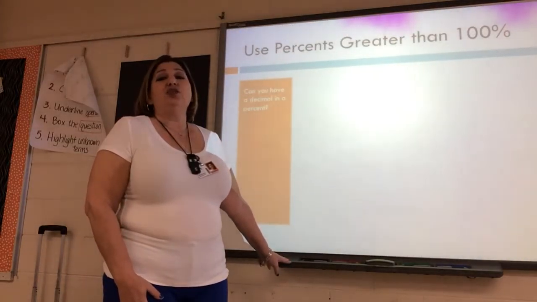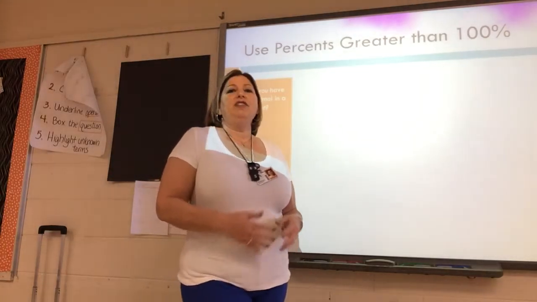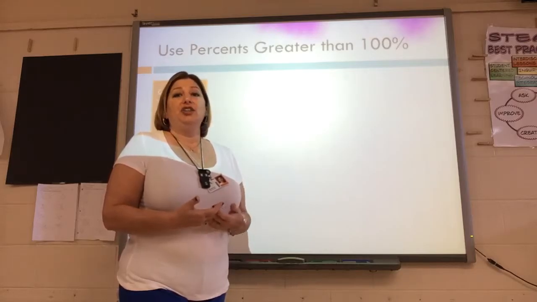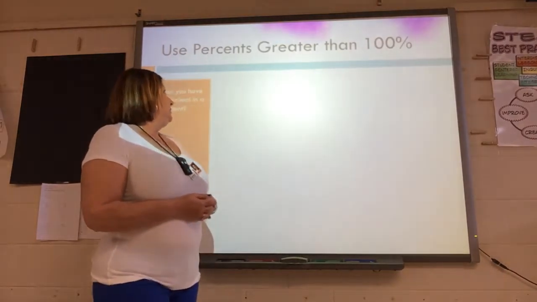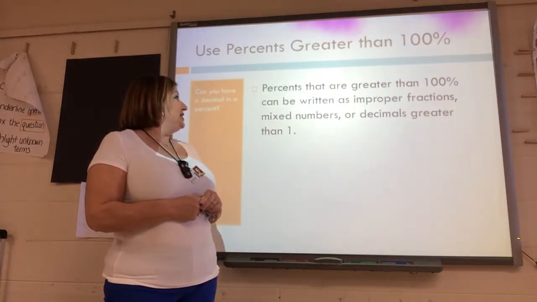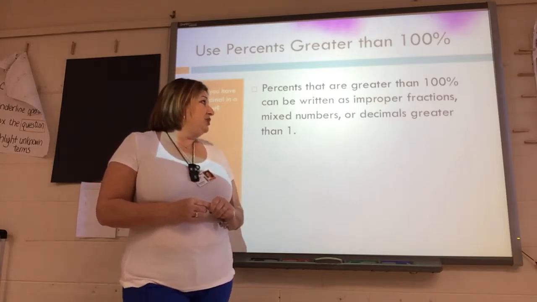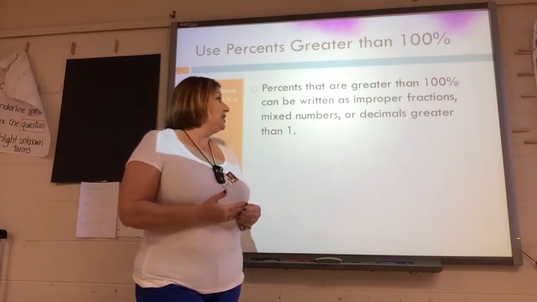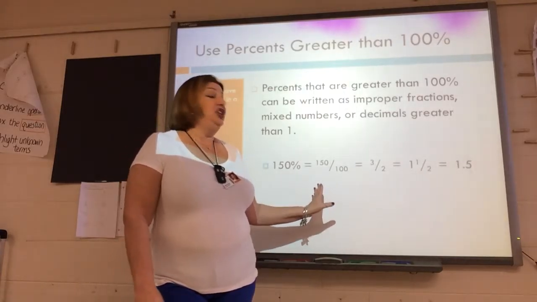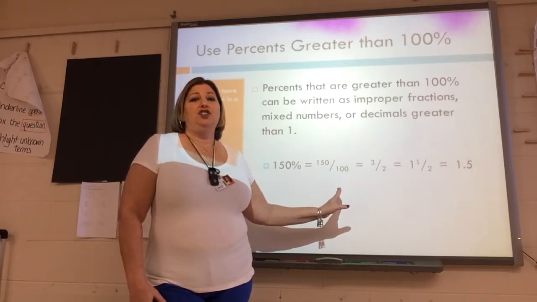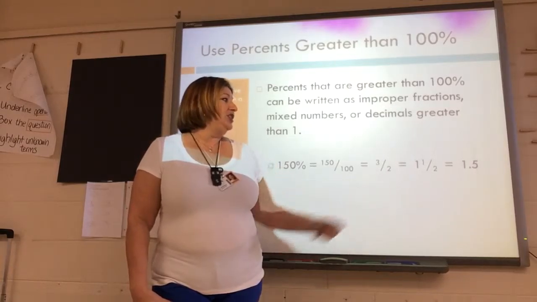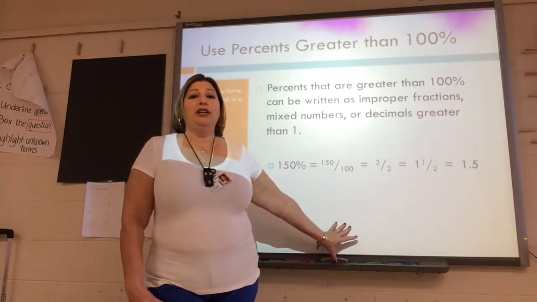We can use percents that are greater than 100%. So often we tell you 100% is the most you can get, but there are instances where you'll have more than 100%. We can have a decimal place in our percents. Percents that are greater than 100% could be written as improper fractions or mixed numbers or decimals that are greater than 1. So for example, 150% would be written as 150 over 100 or 3 over 2, which simplifies to 1.5.